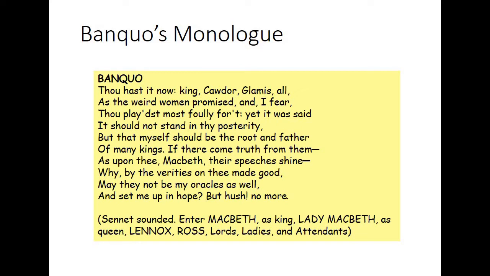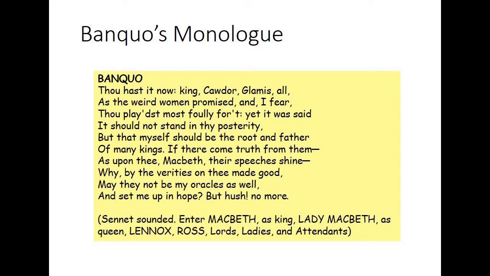And if there come truth from them, as upon thee, Macbeth, their speeches shine. Why, by the verities on thee made good. So what's he talking about there? So he's saying, well, if there come truth from them, as upon thee. So if what they said to you came true, then why all the things that they said about me? Why shouldn't they come good as well? Why shouldn't they end up coming to fruition?